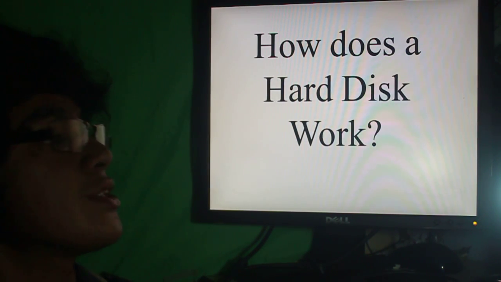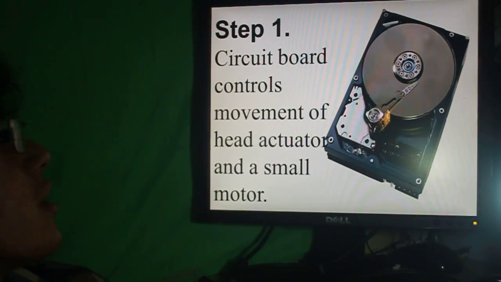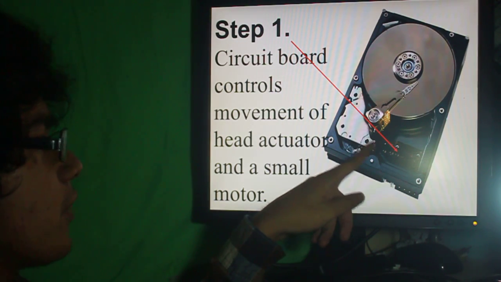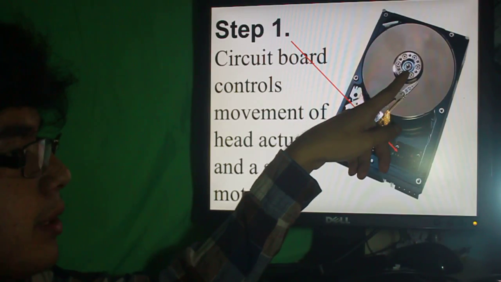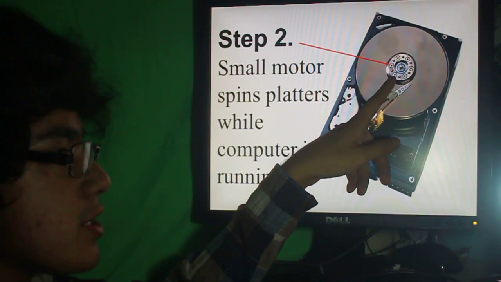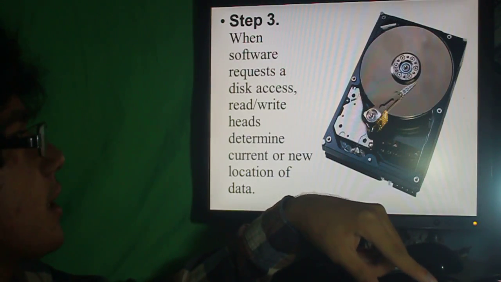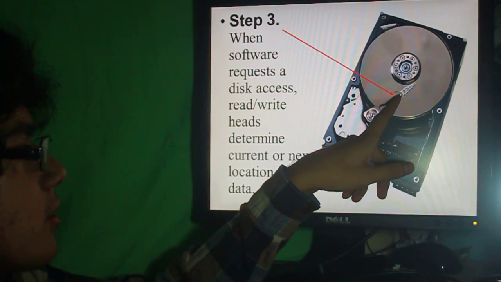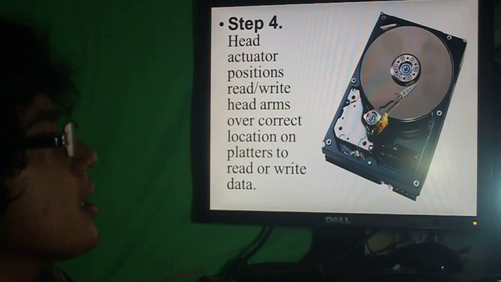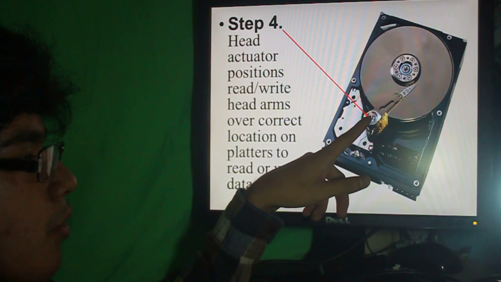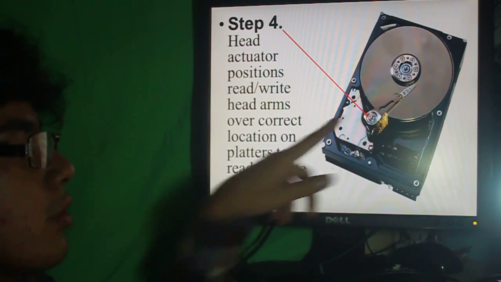How does a hard disk work? Step 1 is with the use of the circuit board. The circuit board controls the movements of the head actuator and the small motor. Step 2. The small motor spins the platter while the computer is running. Step 3. When the software requests a disk access, the read-write head determines the current or new location of data. And the last step, the head actuator positions the read-write head arm over the correct location on the platters to read or rewrite data.